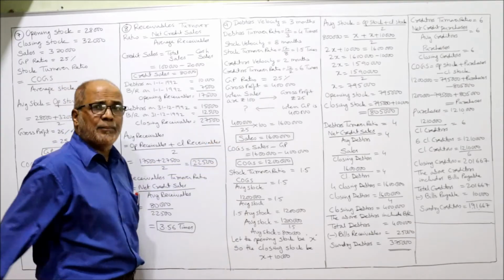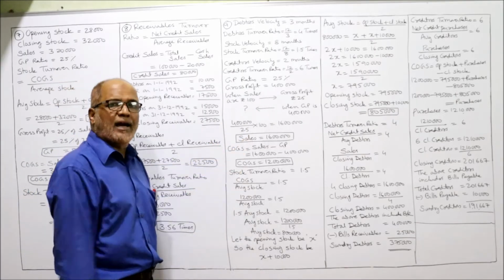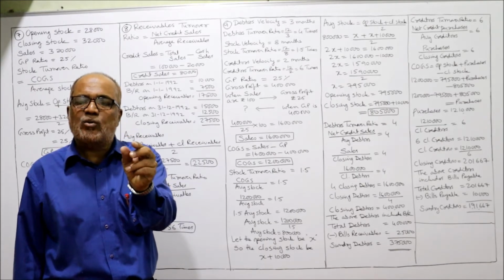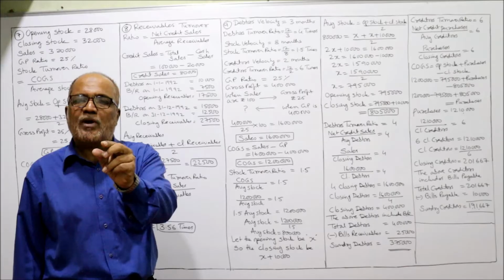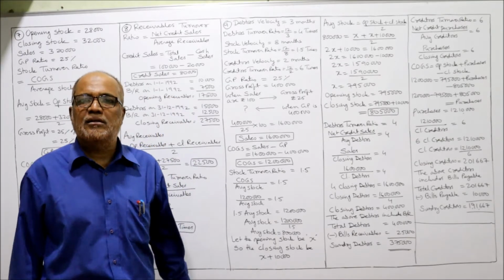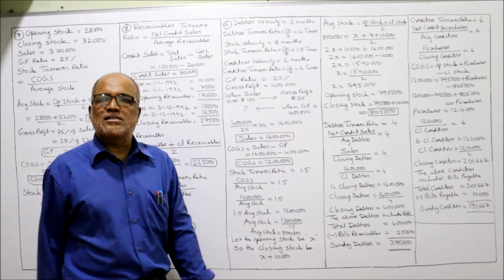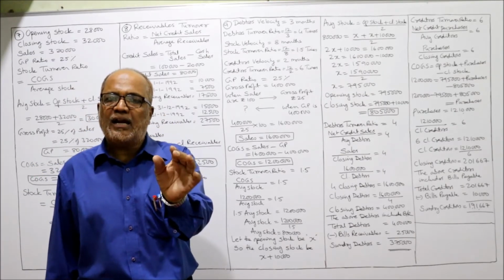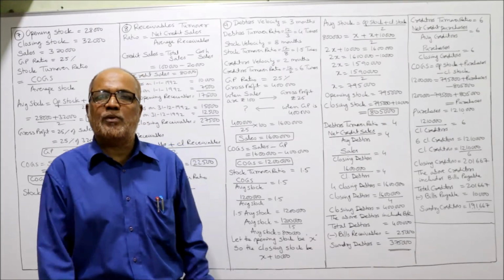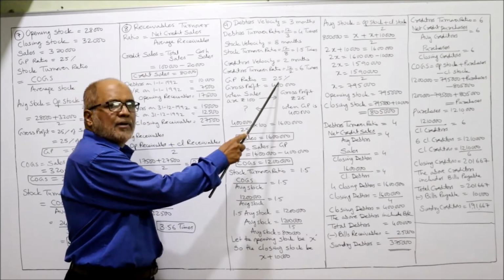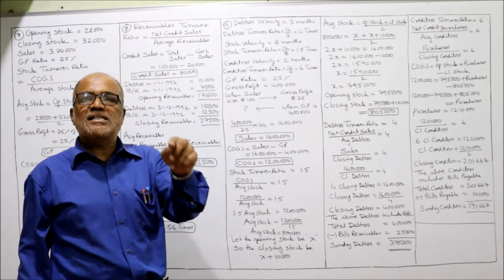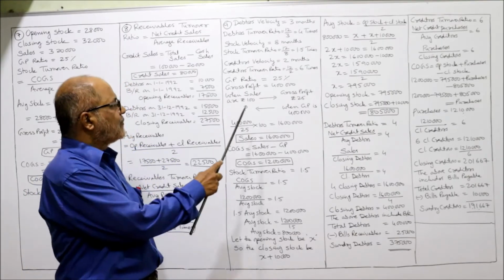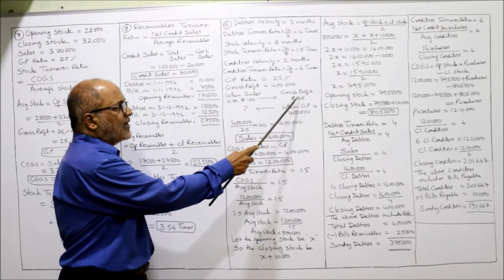Gross profit ratio is 25% and gross profit is 4 lakh rupees. Gross profit ratio 25%. What does it mean? This gross profit is 25% of sales. Suppose if the sales are 100, 25 rupees is the gross profit. That is the meaning of 25%. 25% means if sales are 100 rupees, gross profit will be 25 rupees.